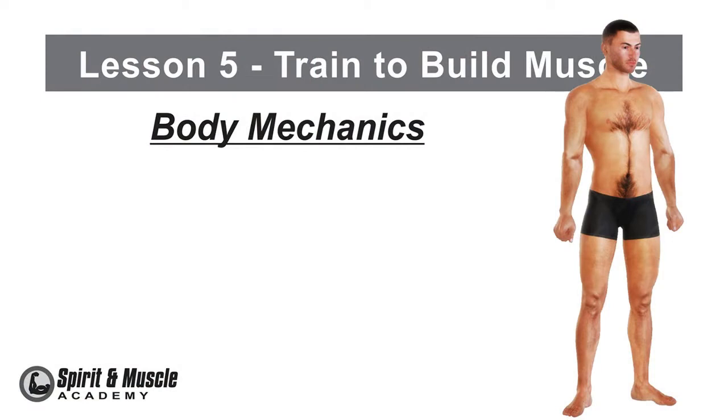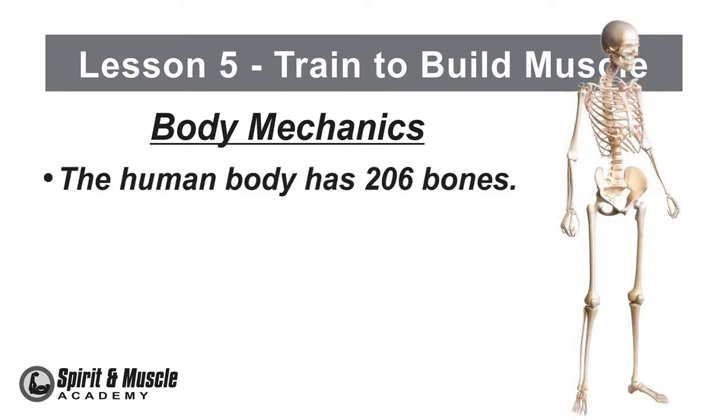Part 1. Let's start with a quick lesson on body mechanics. Your body is a masterpiece, wonderfully created by God. From our head to our toes, the human body has 206 bones that provide support and structure for our bodies. Bones are connected by joints, which allow our bodies to move. Some joints are like hinges, such as knees and elbows. Others allow for more complicated movement, such as the shoulder and hip joint. Bones are fastened to other bones by ligaments, and bones are connected to muscles by tendons.